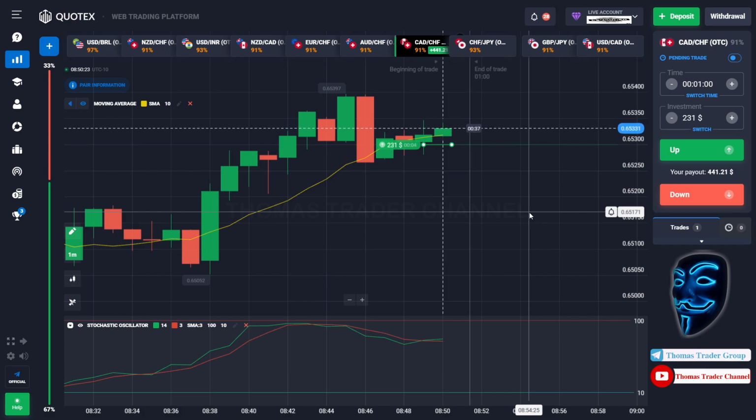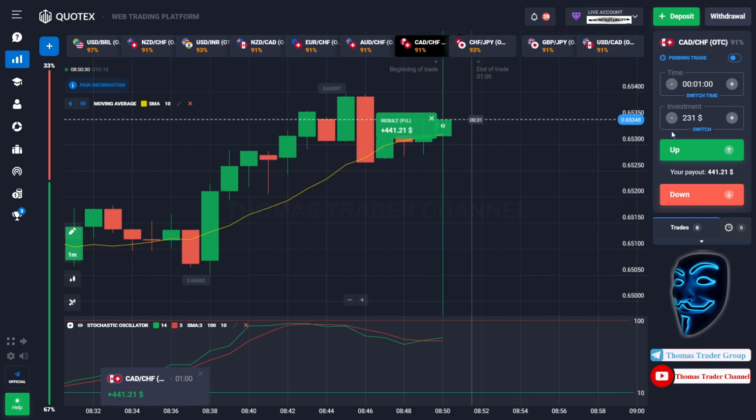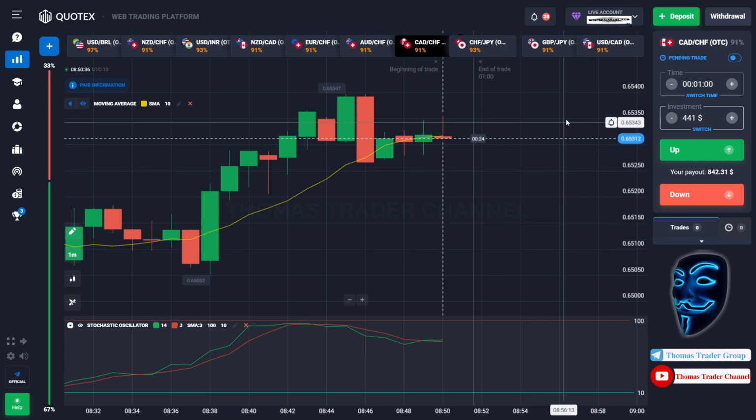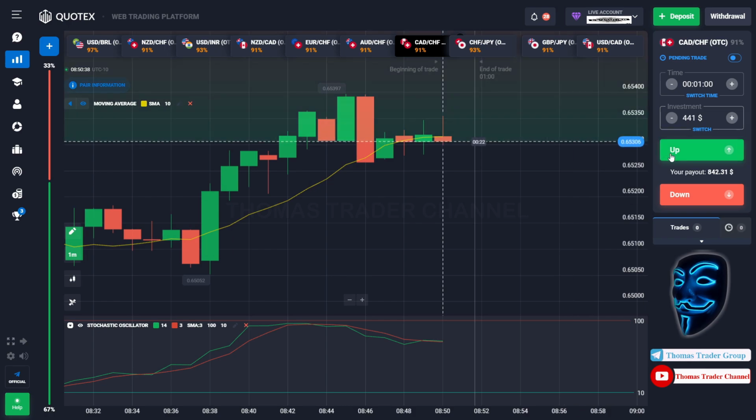We made a right prediction over here. We made a profit of $441. Let's change our investment into $441. Over here we still can open buy for 1 minute.